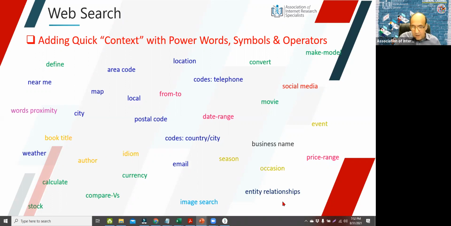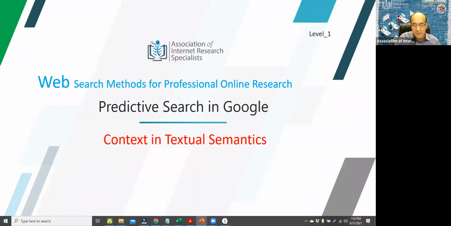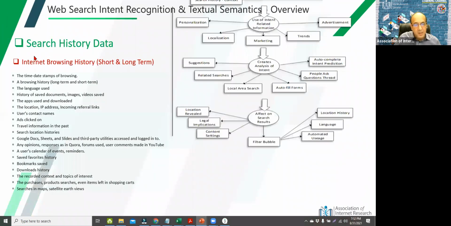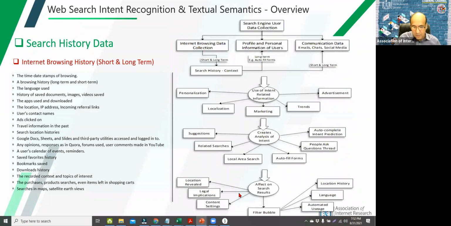And then all these are there in the slide, so you don't have to go through each one of them, but know that these are the contextual words which are understood, or the implied understanding that the search engine has. The chart that I wanted to share with you here is talking about search history data.